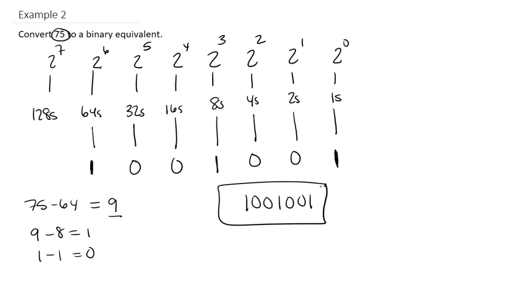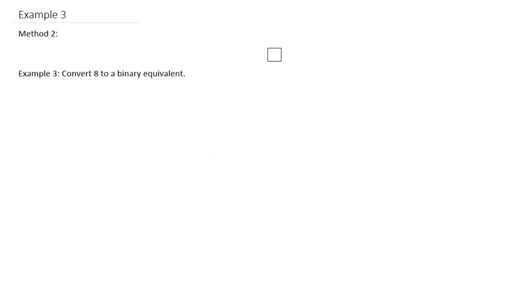Now let's look at a second method to find binary equivalents. Example 3. So our second method will include where we take our number and divide it by 2, and you're going to repeat this process.